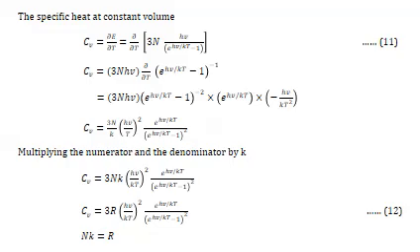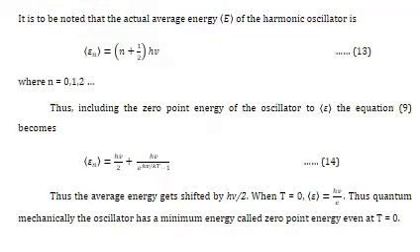Mark this equation as equation 12. You should remember the steps you are leaving out, but the final result of the derivation is this: Cv is equal to 3R h nu by kT the whole square, e power h nu by kT, divided by e power h nu by kT minus 1 the whole square. This is represented by equation 12. You just understand the things.